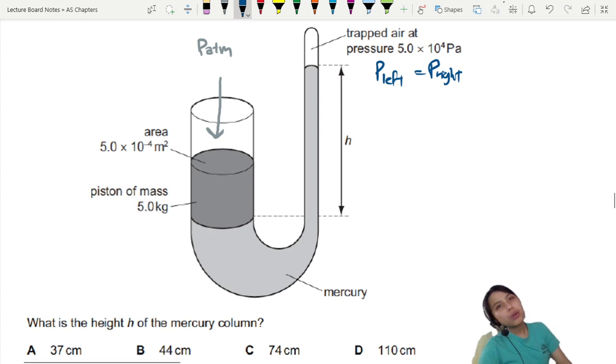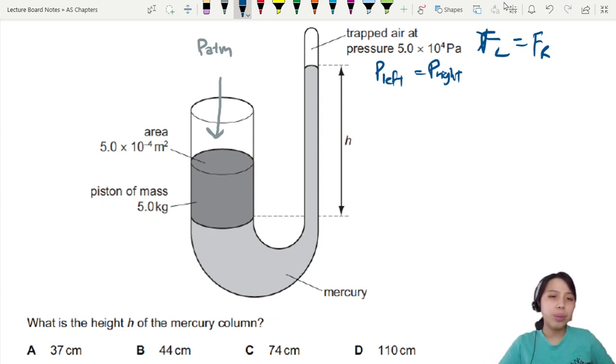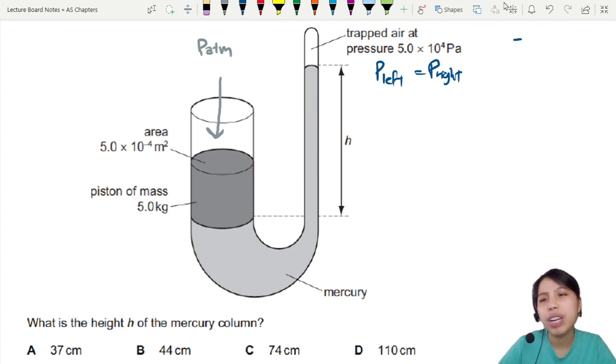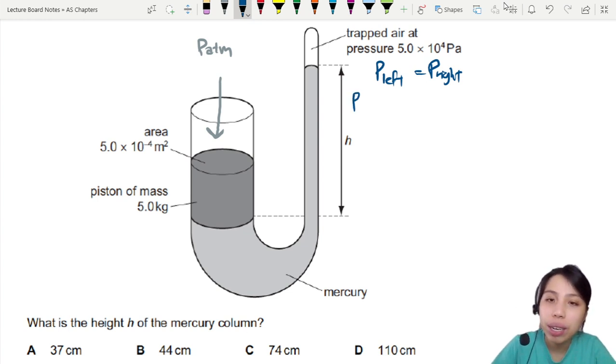Now you might say, Miss, why don't we say force on the left equals to force on the right? You could start with that, but the problem is we don't know the area of the cylinder on this side. We only know the area on this side. So we're going to do our pressure one here, okay? So pressure on the left. Who is pressing down on the left? We've got atmospheric pressure. So let's write that down.